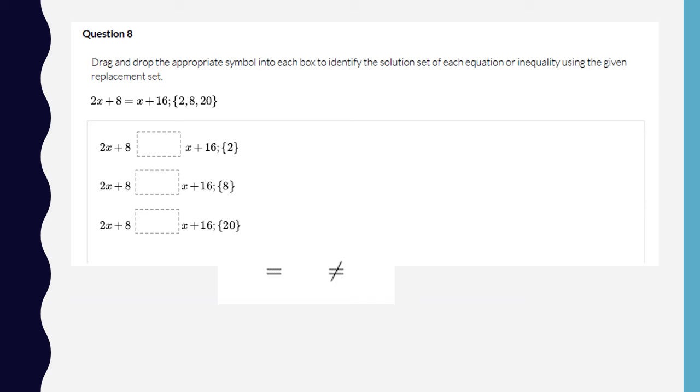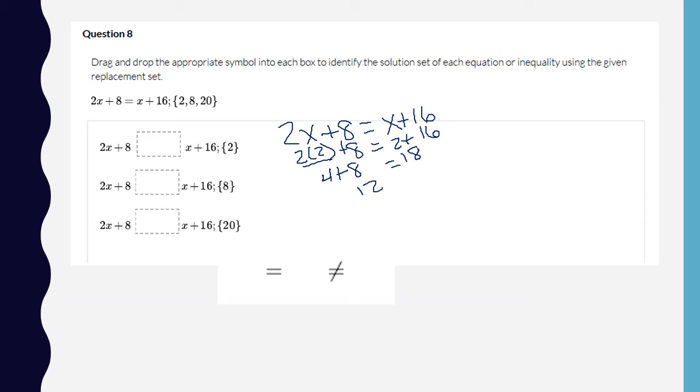Okay, 2x plus 8 equals x plus 16. Our options are 2, 8, and 20. So we've got to solve for each of these and decide if it's equal or not equal. So 2x plus 8 equals x plus 16, and this one wants us to plug in 2. Okay, so over on the right, I do get 18, and 2 times 2 is 4. 4 plus 8 is 12, and 12 does not equal 18, so our first one is not equal.